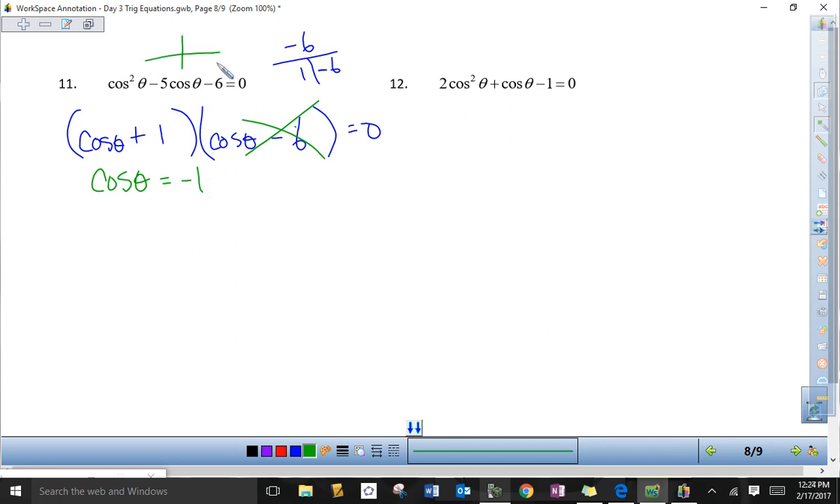So on the unit circle, cosine is the x values. It's -1 at pi. So theta equals pi plus 2 pi n after that.